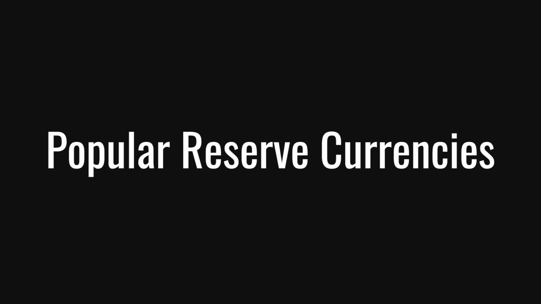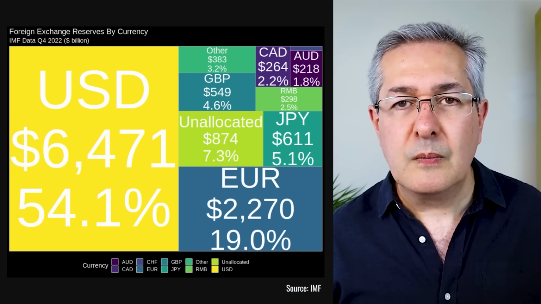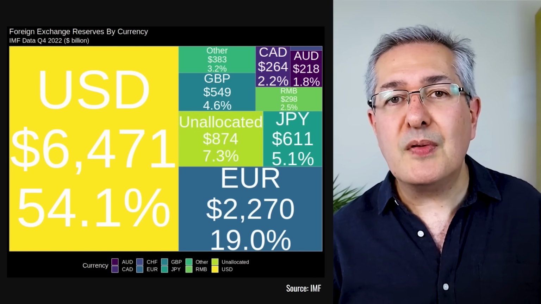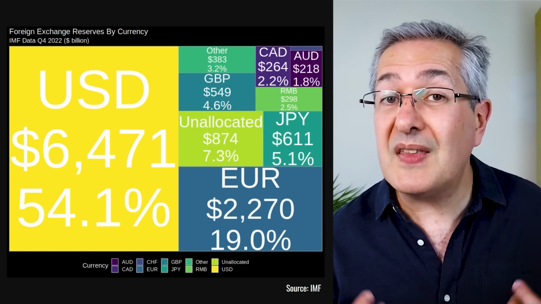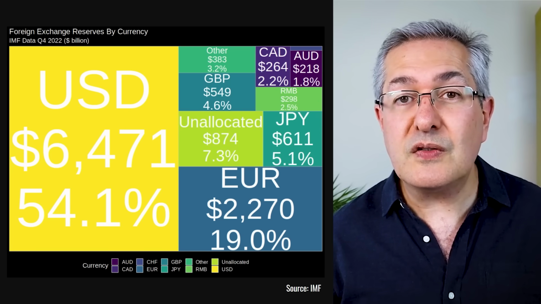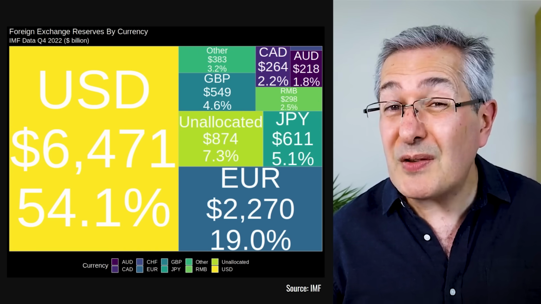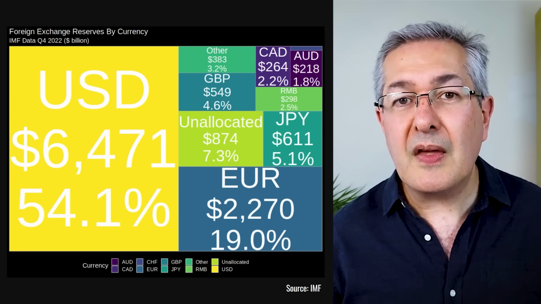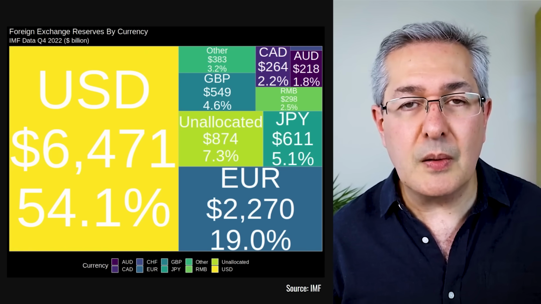We saw that a reserve currency is just a foreign currency held by a central bank. But which are the most popular reserve currencies? Well, as you can see in this tree map, the dollar is utterly dominant. That's still the case at the end of 2022. The total reserves stored in the US dollar are about $6.5 trillion, and that makes up 54% of global reserves.